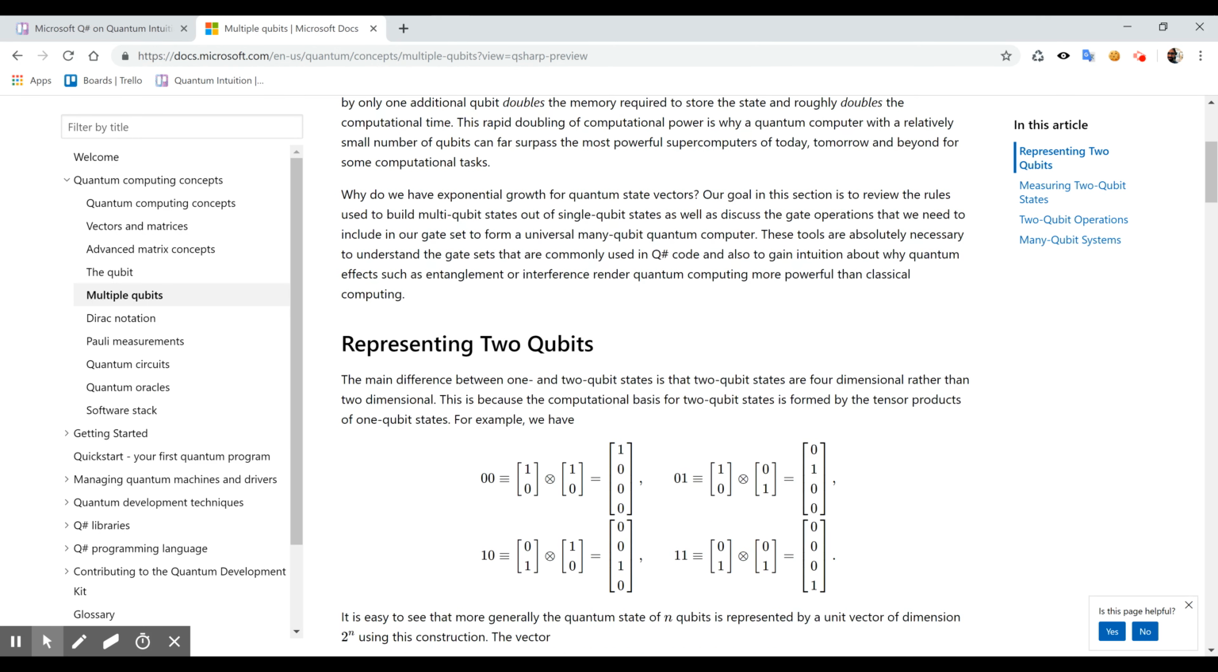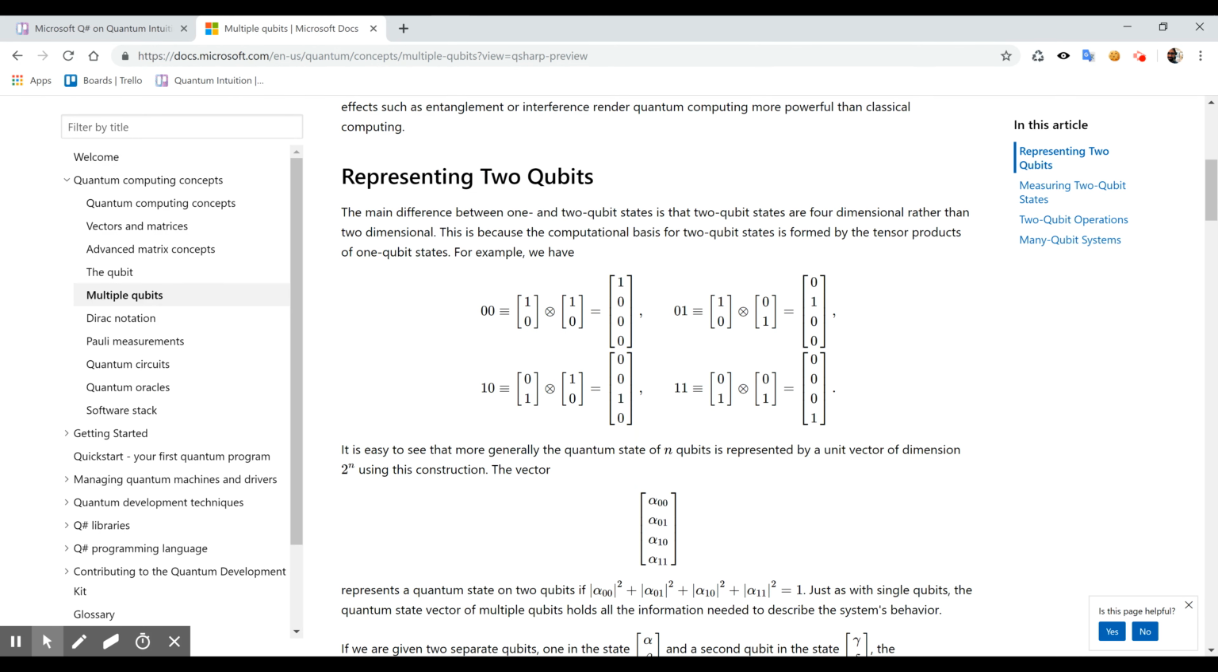Anyway, let's go ahead. Representing two qubits. The main difference between one- and two-qubit states is that two-qubit states are 4-dimensional rather than 2-dimensional, and that's important, because the computational basis for two-qubit states is formed by the tensor product of one-qubit states. So if you've got 0, 0, that's how you represent 0, 0, and then 0, 1 is that, and 1, 0.